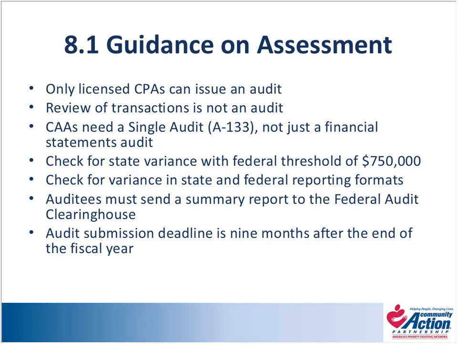And also, check for state variance with the federal threshold of $750,000. There are some states that might have a different threshold other than that federal requirement, that you have an A133 audit if you receive more than $750,000. And also check for variance in your state and federal reporting formats. Again, sometimes there are some differences, and auditees must send a summary report to the Federal Audit Clearinghouse. That's important for compliance with the standard. If you don't send that report in, you haven't fully completed your audit process and you're not in compliance. And also, the audit submission deadline is 9 months after the end of the fiscal year. So that's the time frame that you have to get that submitted, again, in order to be in compliance.